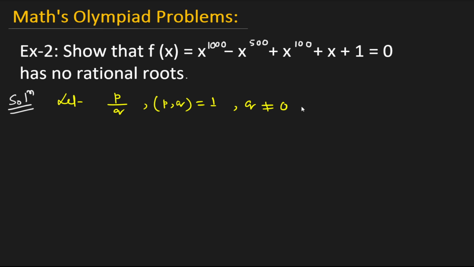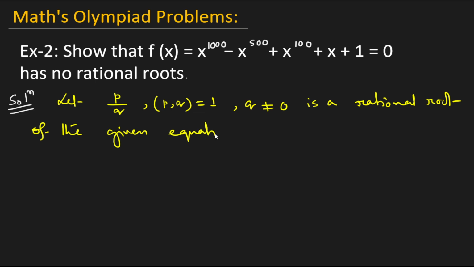Okay, q not equal to 0, a rational root of the given equation. So we are supposing that p by q is a root. If it is a root, then the value of p by q must satisfy this equation. If the value of p by q does not satisfy this particular equation, then we say that there is no rational root.